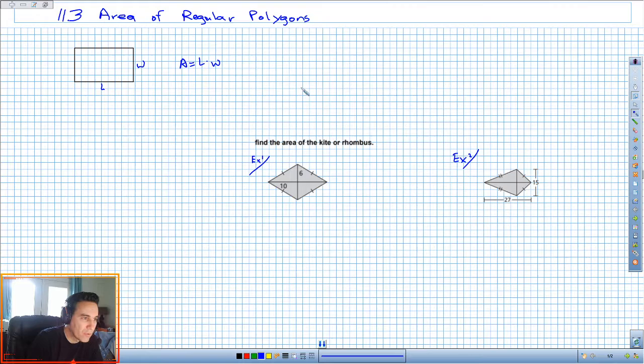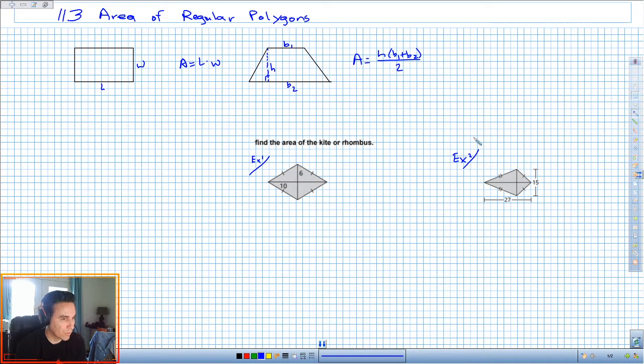Trapezoids, we learned earlier in the year, right? Trapezoids are where you only have one set of parallel lines, remember? It doesn't have to be symmetrical or anything. But you have your trapezoid, and remember, you have to add the two parallel lines, and then hopefully they tell you the height of the trapezoid, and your area would be the height times base 1 plus base 2 divided by 2. So that's your trapezoid formula, okay?